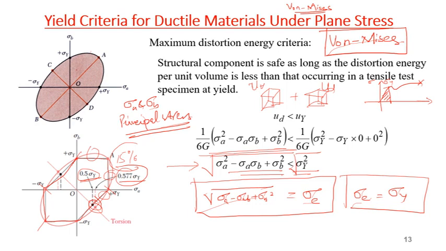Now, if my von Mises stress, or this sigma e value, is inside this region, then my design is safe. Otherwise, the yielding will start. If it is on the boundary or outside the boundary, it means under that loading condition, the yielding will start.